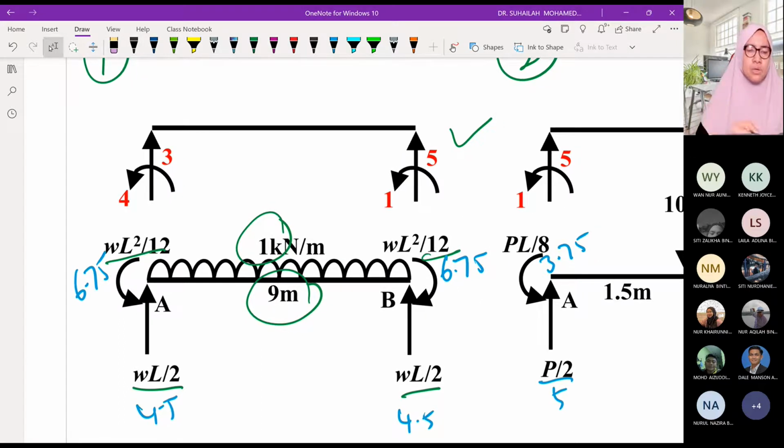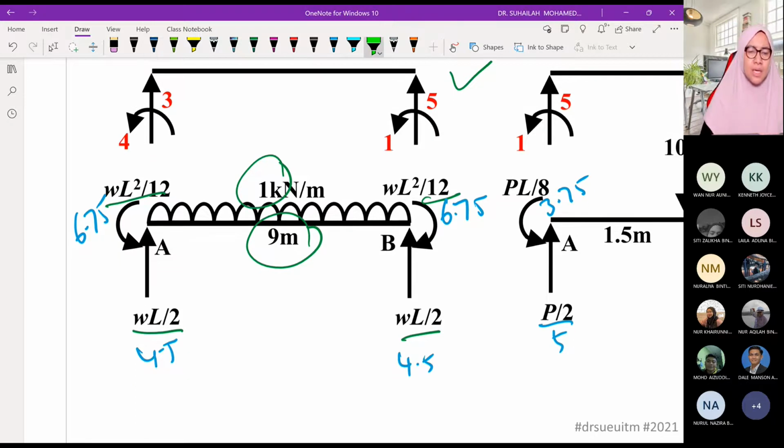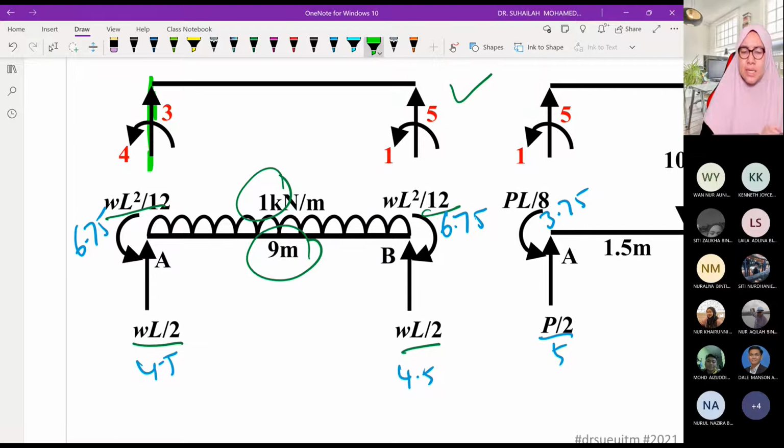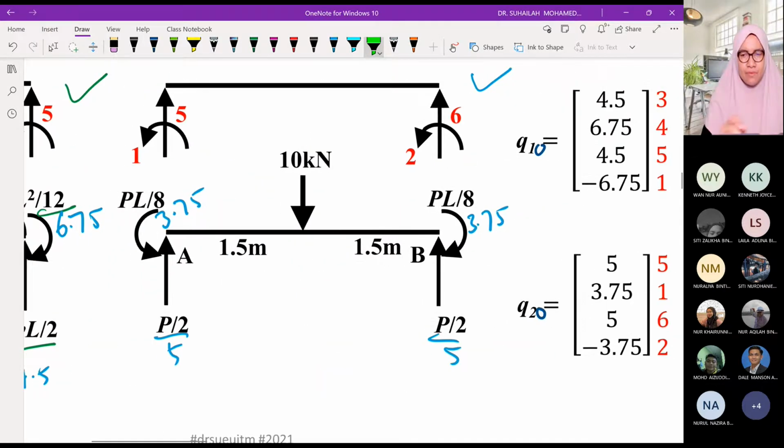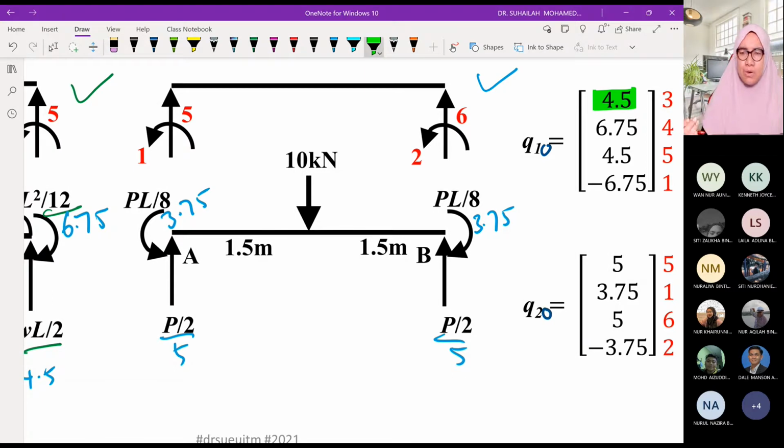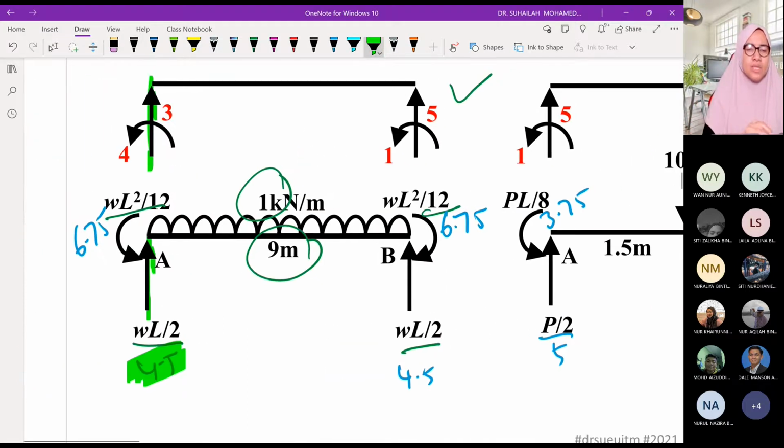Okay, so compare both diagrams. Comparing both diagrams means that if we want to calculate the value at position number 3, the value at position number 3, which is the same as this one, it is 4.5. Okay, value at position number 4. Position number 4 is this.